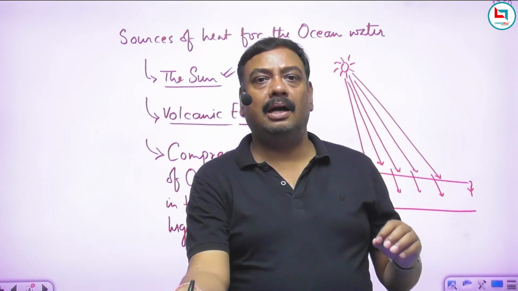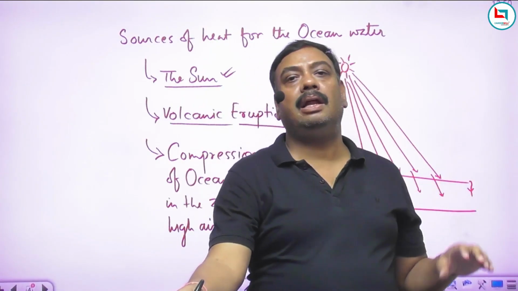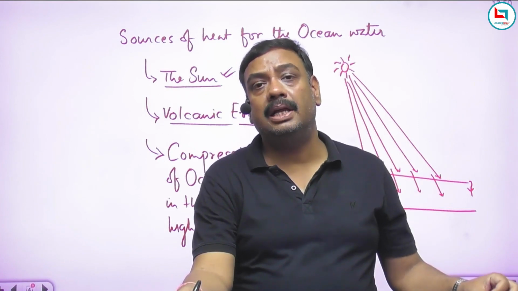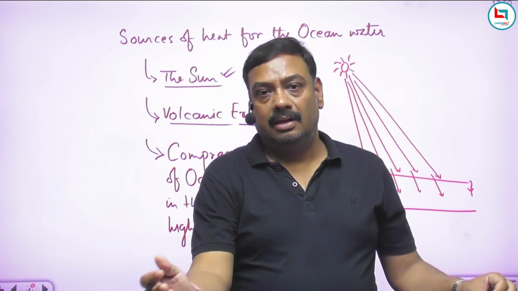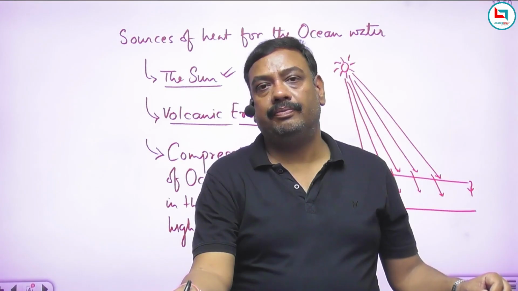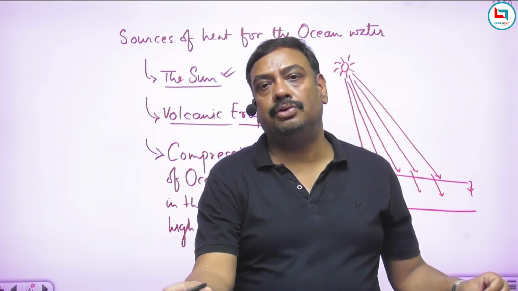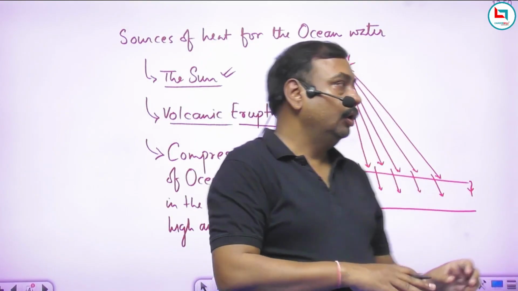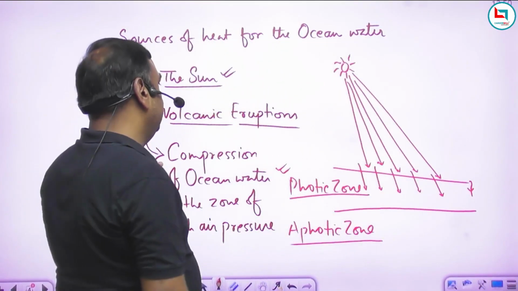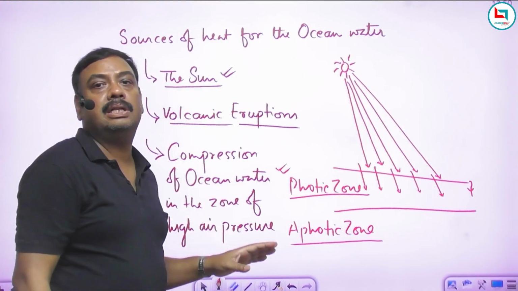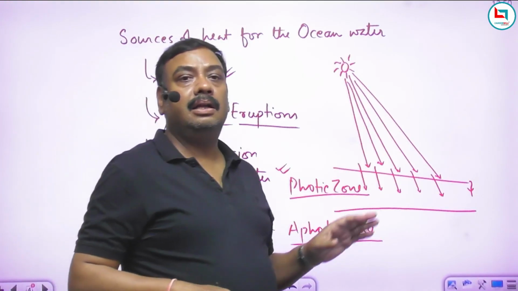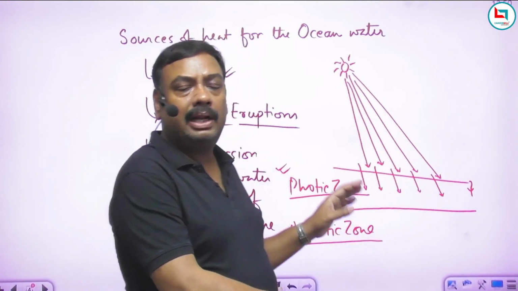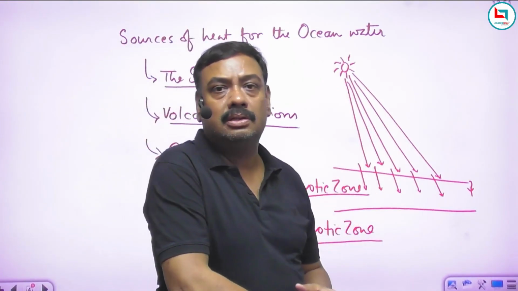But here again, it is not particularly the source. It is a kind of process by which the temperature is getting changed in certain regions of the ocean water. Got it? So here I told you about the sources. For the sources, you have to consider always that the sun is the major source, the solar radiation is the major source, volcanic eruption is a minor source.